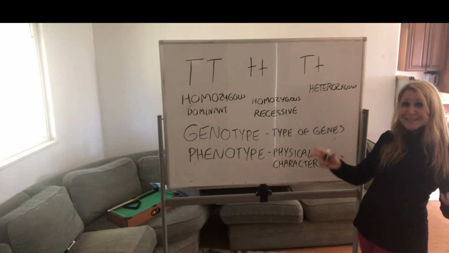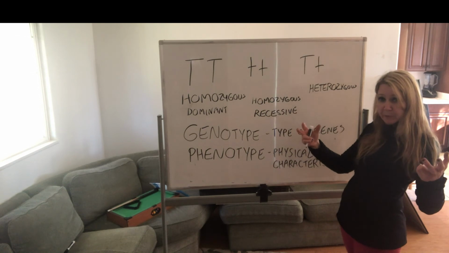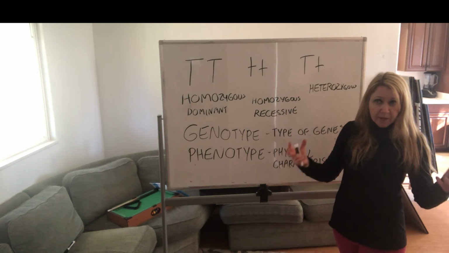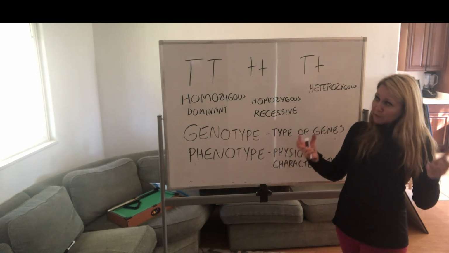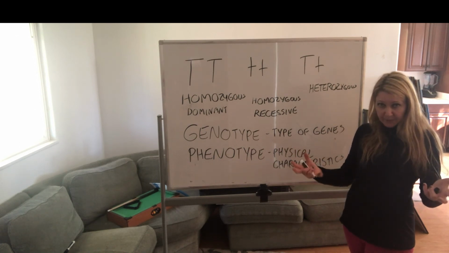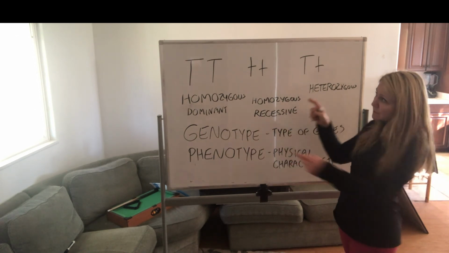So in complete dominance, where one gene is completely dominant over another, the heterozygotes are going to look like homozygous dominant individuals. So these are both tall.